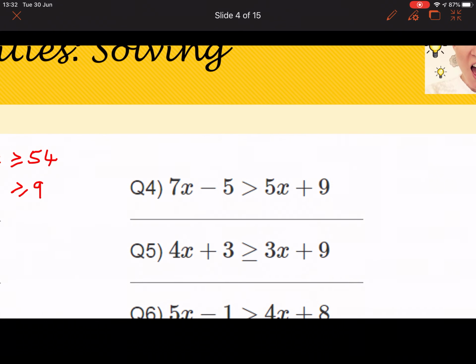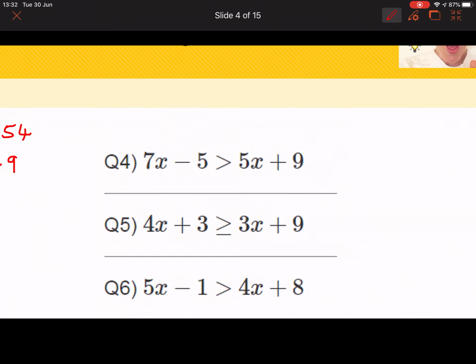I'm just going to have a look at this one now. You can solve them with x's on both sides. You want to get rid of the lowest value of x, so that would also include the most negative. So even if I had like a -9x, I would choose to move that one rather than the 7x, because I want my answer to be positive. So I'm going to take away 5x from both sides. 2x minus 5 is greater than 9.